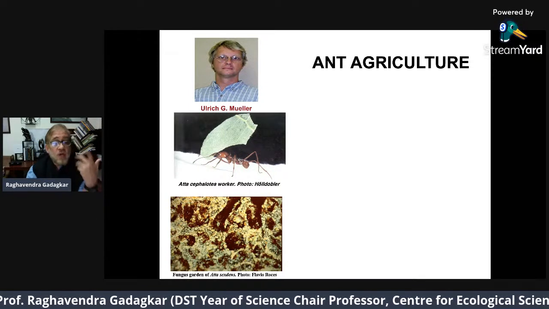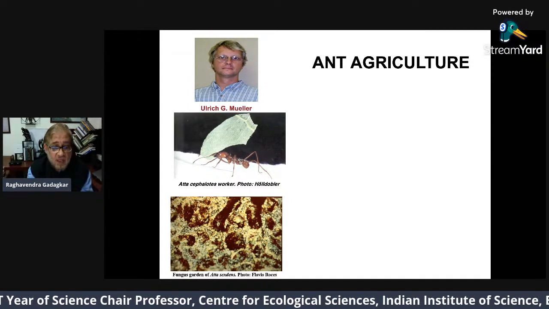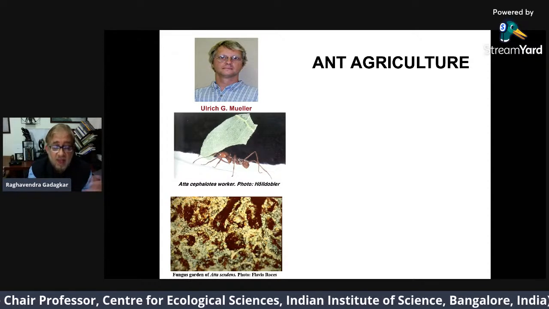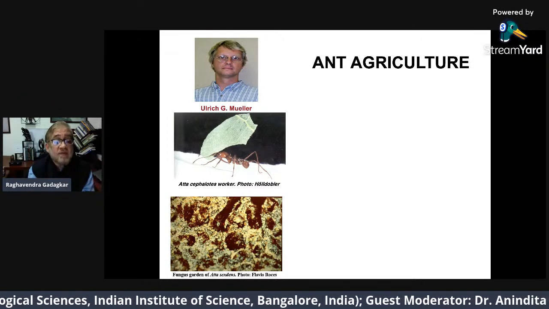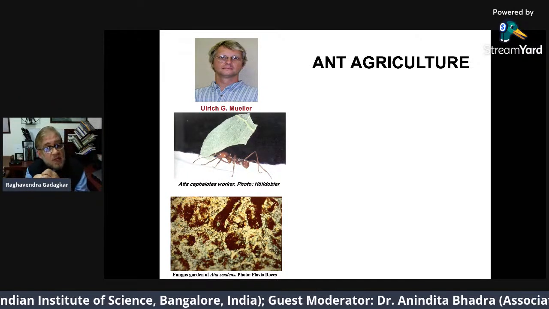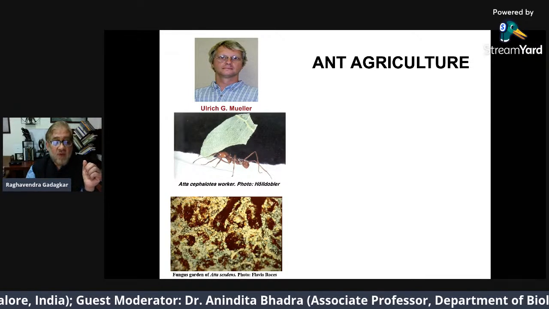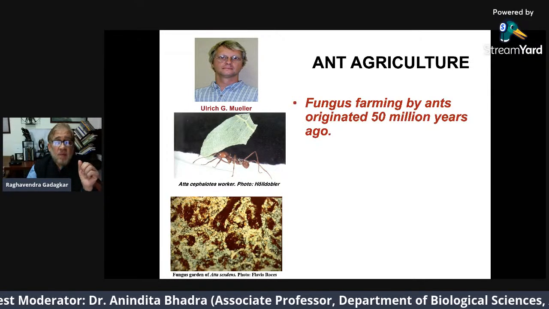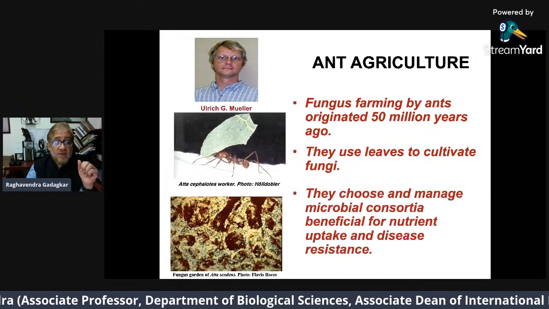Now you can imagine the kinds of problems their agriculture would have, very much like ours. There would be erosion of soil fertility, there would be pests, there would be various problems, and how to make this sustainable. But for 50 million years, ants have managed to maintain their agriculture in a sustainable fashion. Fungus farming ants originated 50 million years ago. They use leaves to cultivate fungi.